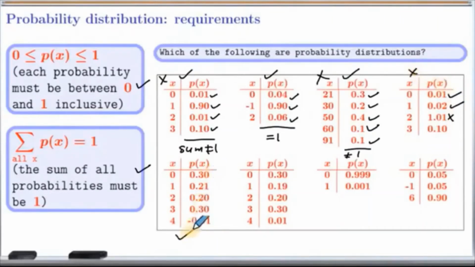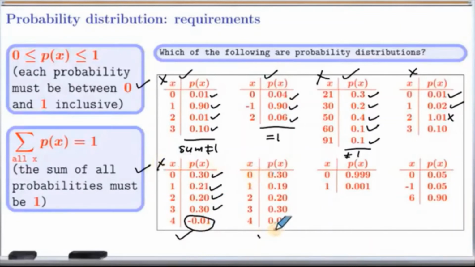So let's look at this one here. The first requirement is all the probabilities must be between 0 and 1. So this probability is between 0 and 1. So is this one here too, this one here too. But this one is not, since it's negative. So this is not considered a probability distribution.